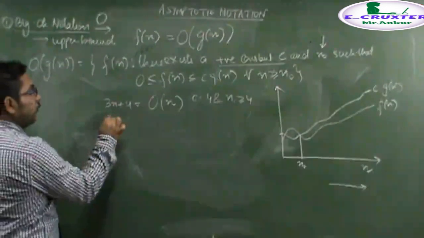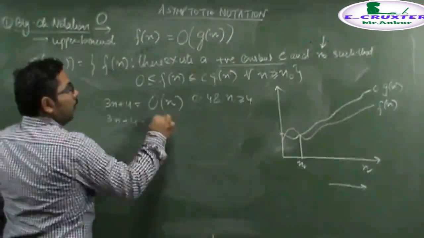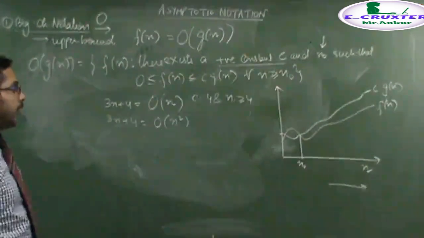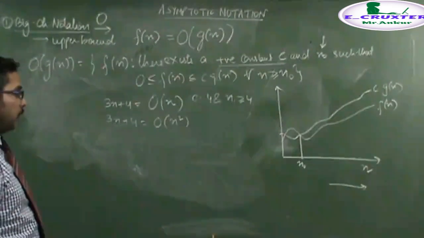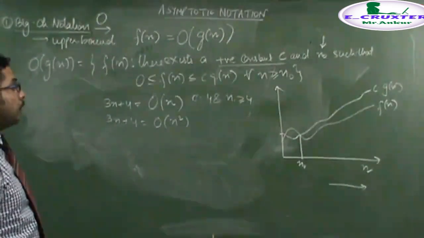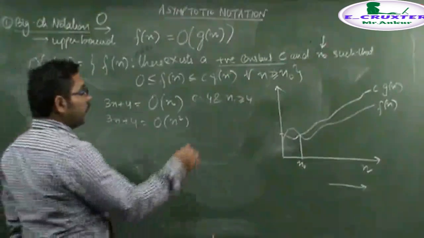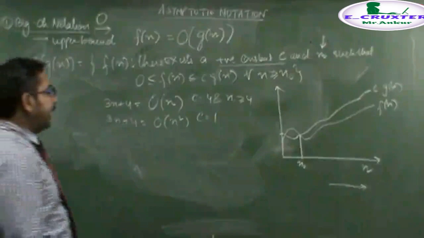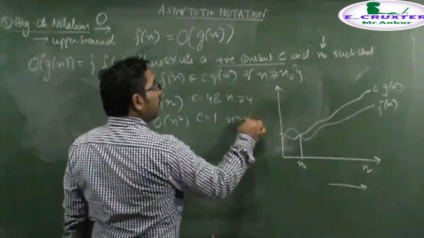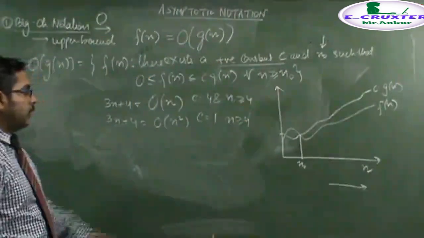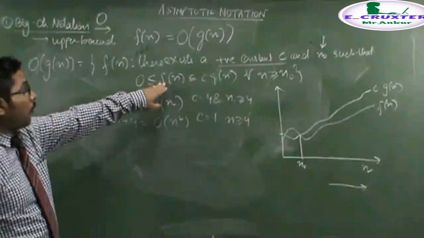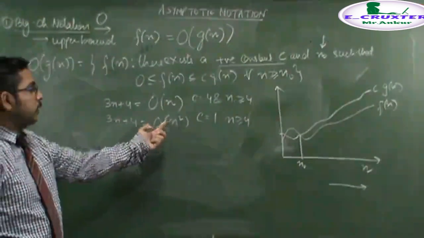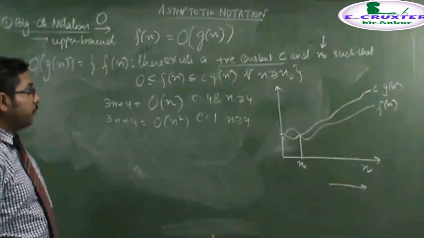Other than that, if I take a quadratic function instead of a linear function, it could also act as an upper bound. If I take the constant c equal to 1, let's say, and all input greater than or equal to 4, then this equation will also be satisfied. Because when you open this equation, 3n + 4 will be less than or equal to c n square, where c is 1. Therefore, if you take the input 4, this will be satisfied.